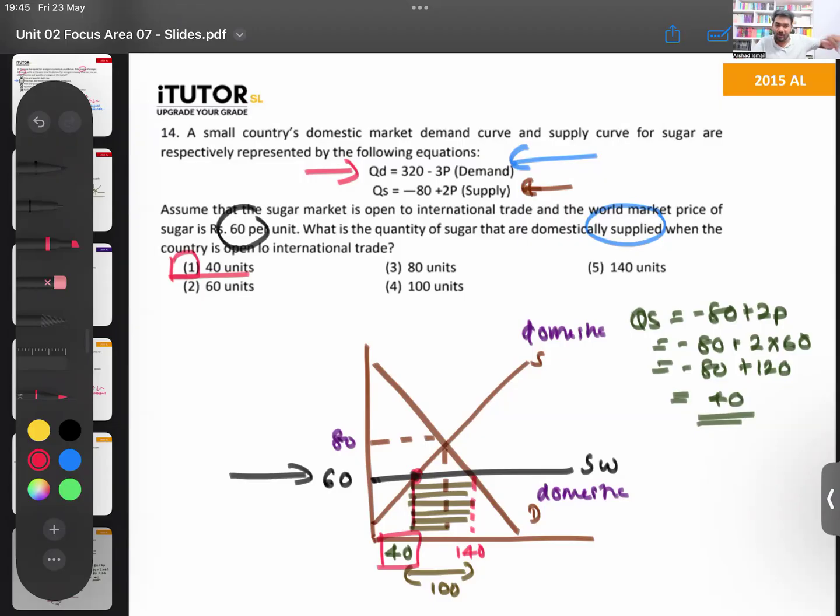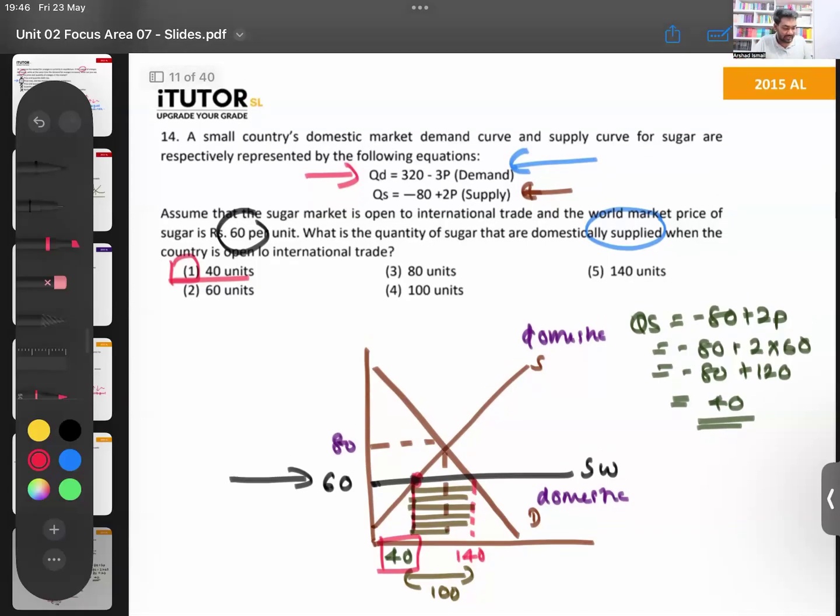How did I get 140? By putting 60 into the demand equation. Then domestic supply is only 40. Demand is 140. That means the balance is what? The balance is imported. So there are 100 units that will be imported. None of that they're asking you in this question. But you don't like the imported good? There's nothing like that. Here we assume that the domestic good and the imported good are homogeneous. It's exactly the same. Okay. Done. 40. How many of you got that right?